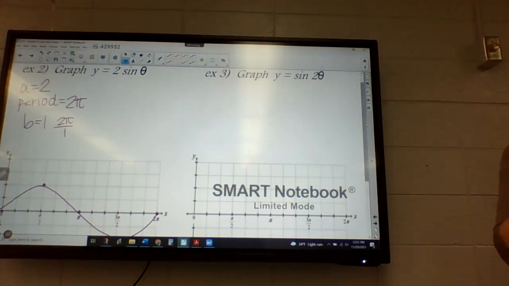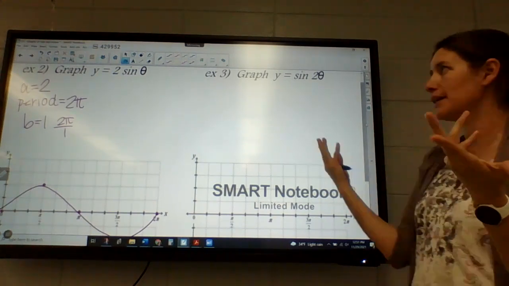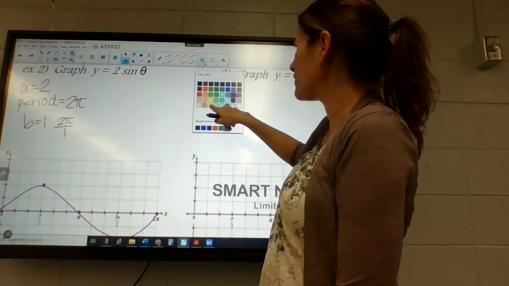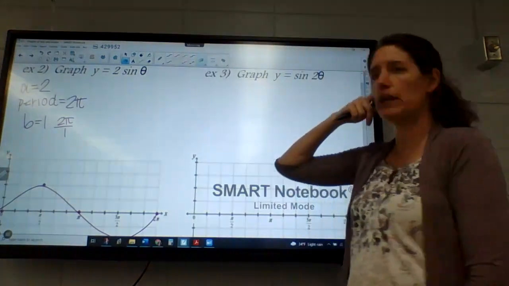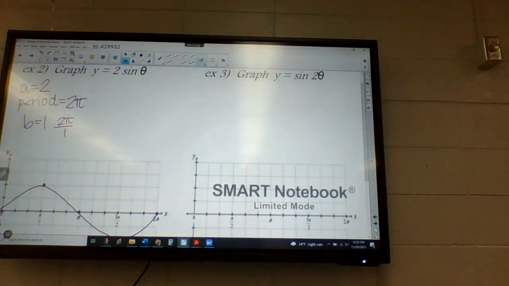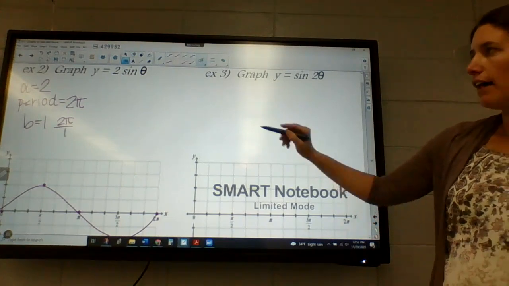So our next one, all they did was move where the 2 is. But again, if you're thinking back to regular lines, if you moved the 2 in a y equals mx plus b equation, if it was in front of the x versus at the end being added or subtracted, it would change this quite a bit. So it does change it a lot.